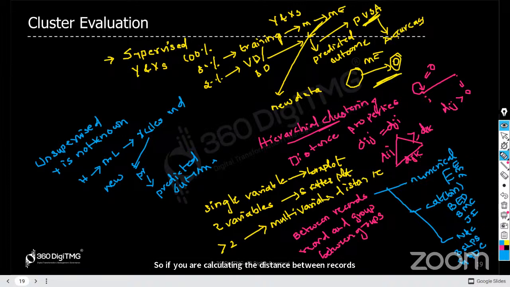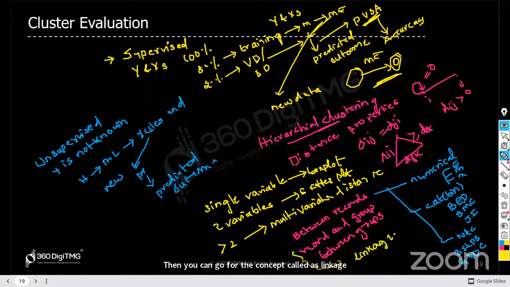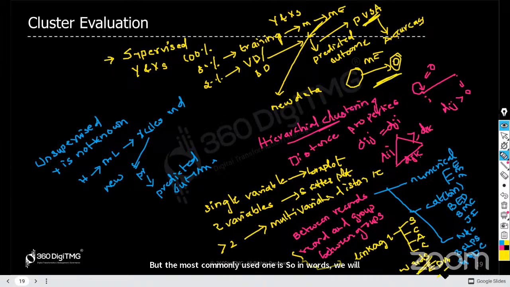Now, if you want to understand the distance between a record and a group, or the distance between 2 groups, you can go for linkage functions. In linkage, you have 4 types: single linkage, complete linkage, average linkage, and centroid linkage. But the most commonly used one is Ward's. In Ward's, we again use the Euclidean distance matrix, calculate the distance, and based on that the clustering happens. So this is a brief understanding.